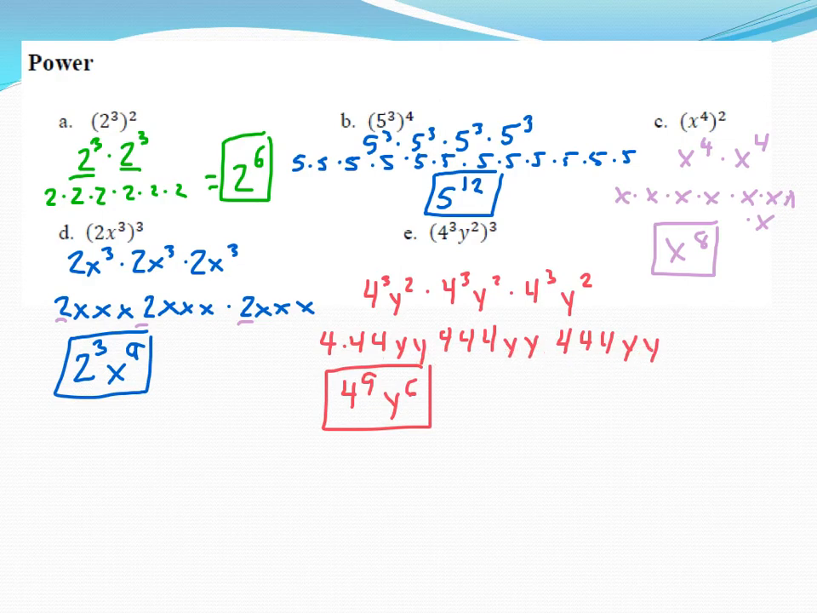Then looking at the 4's, notice I have common 4's, common y's. So I have 3, 6, 9 4's all multiplied together. That's going to simplify out to 4 to the 9th. Base is 4, power is 9. The y's, I have 2, 4, 6. That condenses down. I have 6 y's multiplied together. So that's a base of y, power of 6.